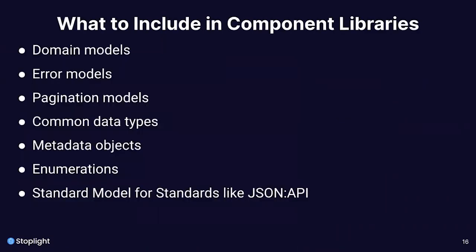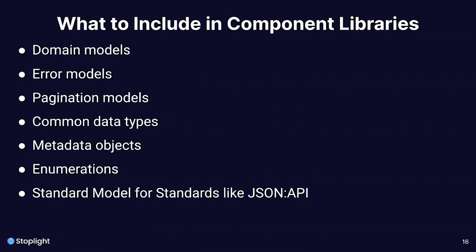All right, so this is how you go about creating and consuming shared libraries, but what to include in it. So if you have domain models, so let's say you're an e-commerce company with a product model which is used across multiple APIs, put that into a component library. So you don't end up creating different versions of it or having to duplicate in different places.